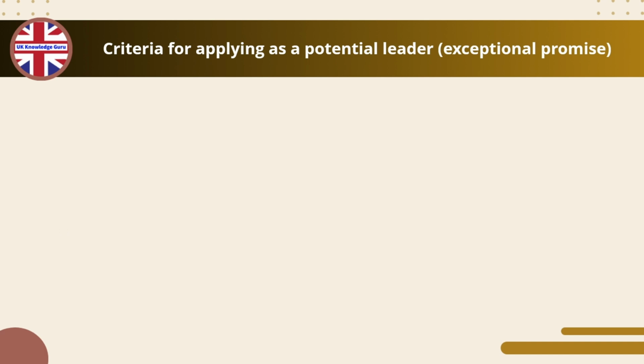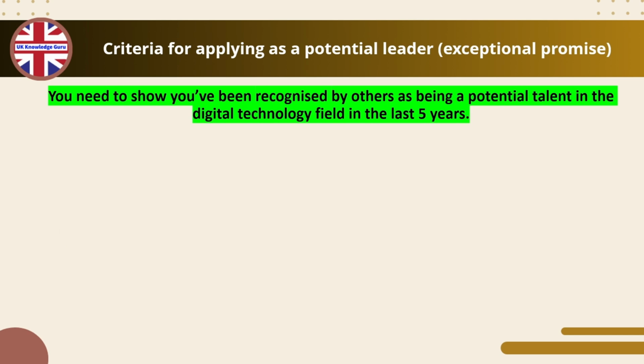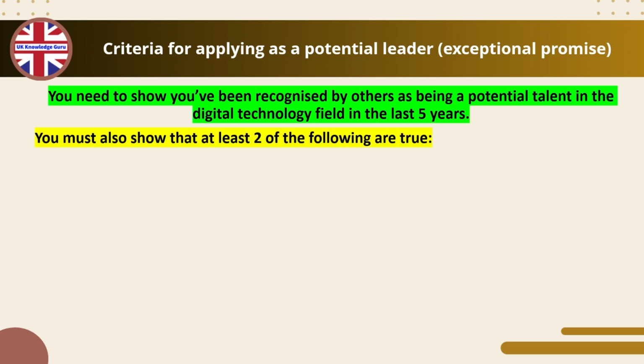Now let's understand the criteria for applying as a potential leader. So before it was as a leader, now it's potential leader. Exceptional promise. You need to show you are recognized by others as being a potential talent in the digital technology field in the last 5 years. You must also show that at least two of the following are true.